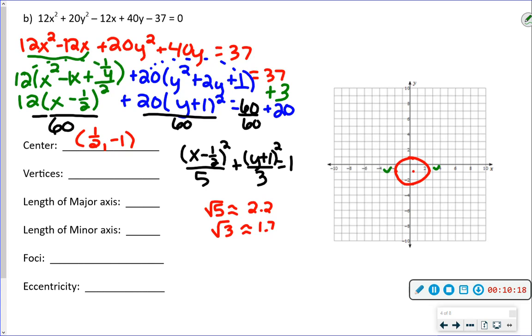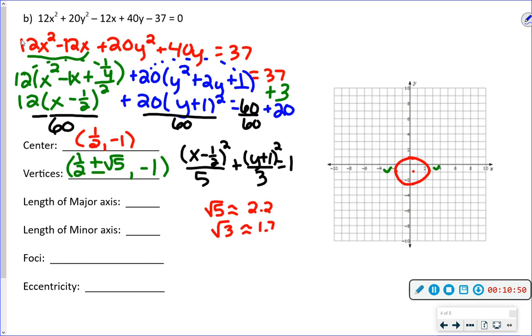Now, I need those exact points, okay? So we're not going to freak. We got it. We can do it. We started from the center. Remember, it all hinges off your center. We went left a square root of 5 and right a square root of 5. So I started at a half. I went right a square root of 5 and left a square root of 5. Y is still at -1.